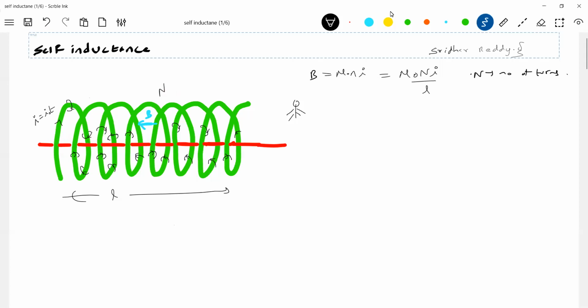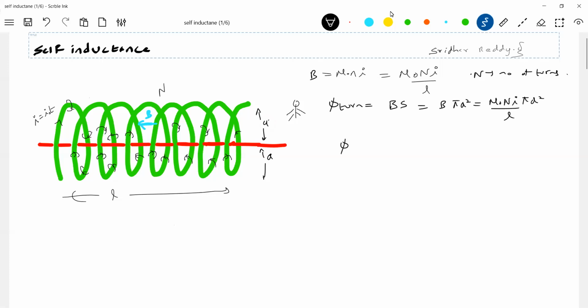Let's come to the flux linking each turn. How much should it be? It should be equal to B into S, and let the radius be A. So this should be equal to B into pi A square. So this should be mu naught Ni by L into pi A square. This is the flux linking each turn.